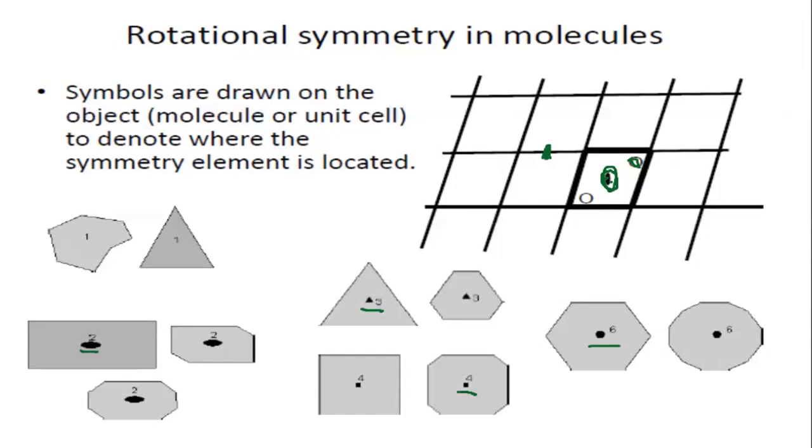So for example, there's a twofold rotation here. There's also going to be a twofold rotation here and a twofold rotation here as well. So every unit cell will have the twofold rotation located in the same position.